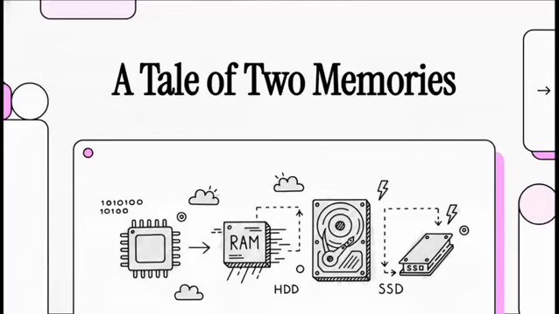Today we're going to demystify one of the most fundamental things about your computer, its memory. We're going to find out why your computer actually has two different kinds of memory and why that's the secret behind how it works every single time you click your mouse.